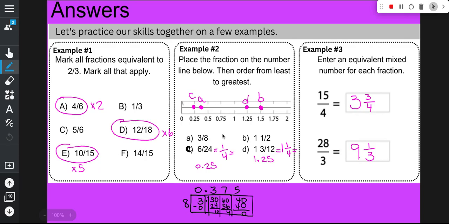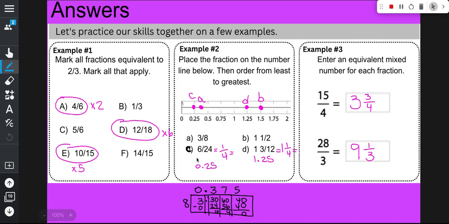For the next part, we're going to place the fractions on a number line below. In order to do this, we might have to convert our fractions into decimals. In order to do that, we divide. Again, you place your top number on the inside, your bottom number on the outside. You might have to add decimals and keep going.